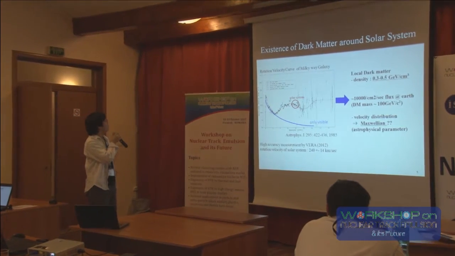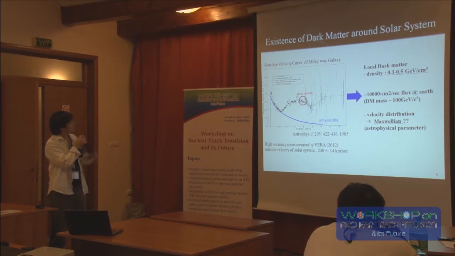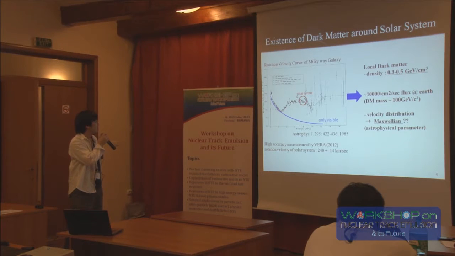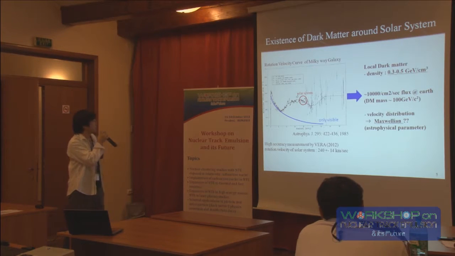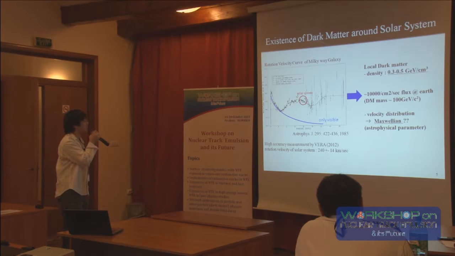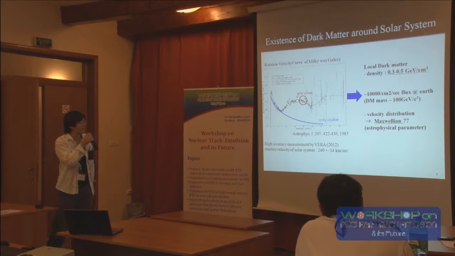Then this is our Milky Way galaxy rotation curve. Recent results show that our solar system has a rotation velocity of 240 kilometers per second. From this result, we can calculate the local dark matter density near the solar system. It becomes 0.3 to 0.5 GeV per cubic centimeter. And if we suppose the dark matter mass, we can calculate the flux of dark matter.